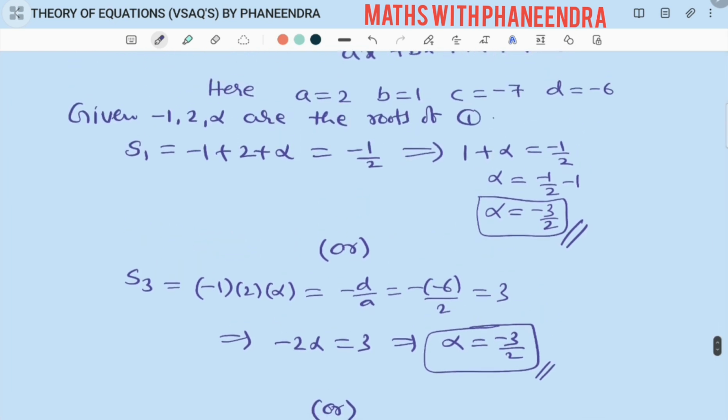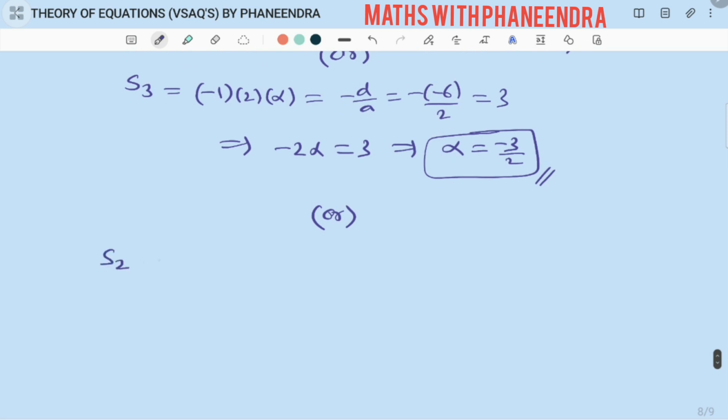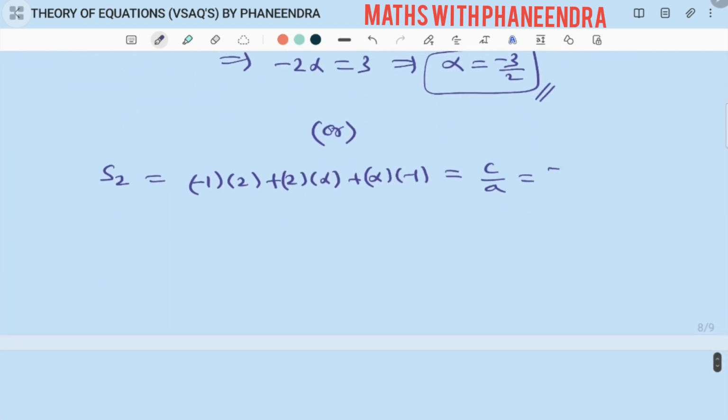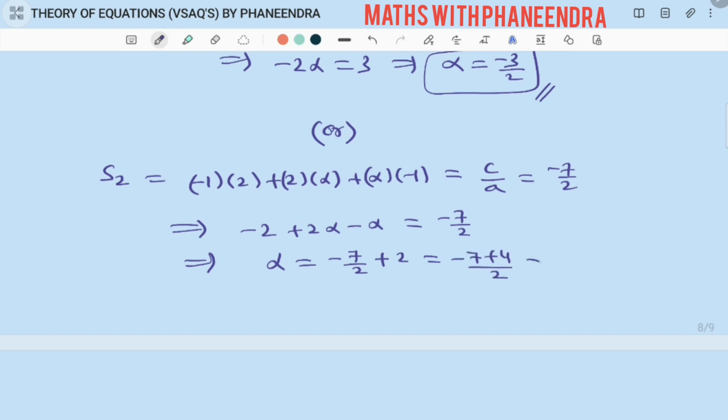So any one of them you can do, dear students. So the roots are minus 1, 2, alpha. So minus 1 into 2, 2 into alpha, alpha into minus 1, that is equal to c by a. What is c in this? Minus 7. The value of a is 2. Minus 7 by 2. That implies minus 2 plus 2 alpha minus alpha equal to minus 7 by 2. So minus 2 we can take to this side. 2 alpha minus alpha is alpha, equal to minus 7 by 2 plus 2. So minus 7 plus 4 by 2 is equal to minus 3 by 2. Therefore alpha is equal to minus 3 by 2.